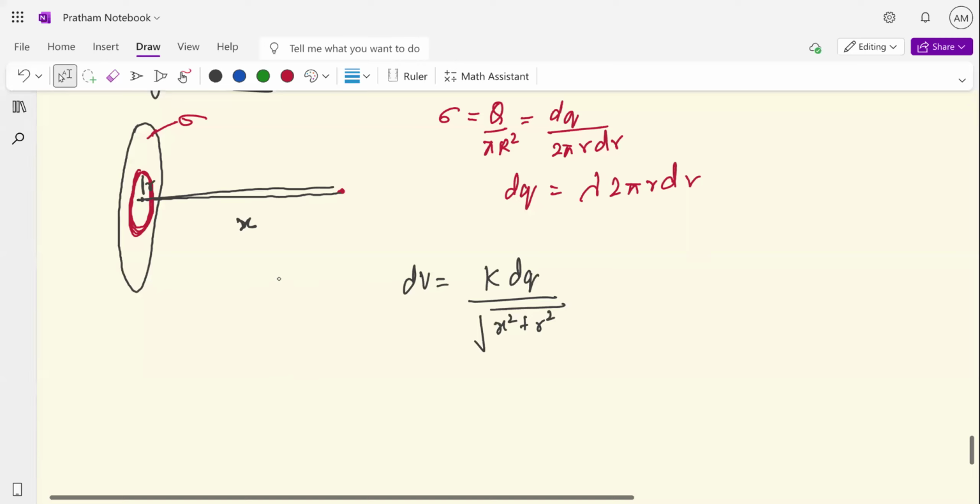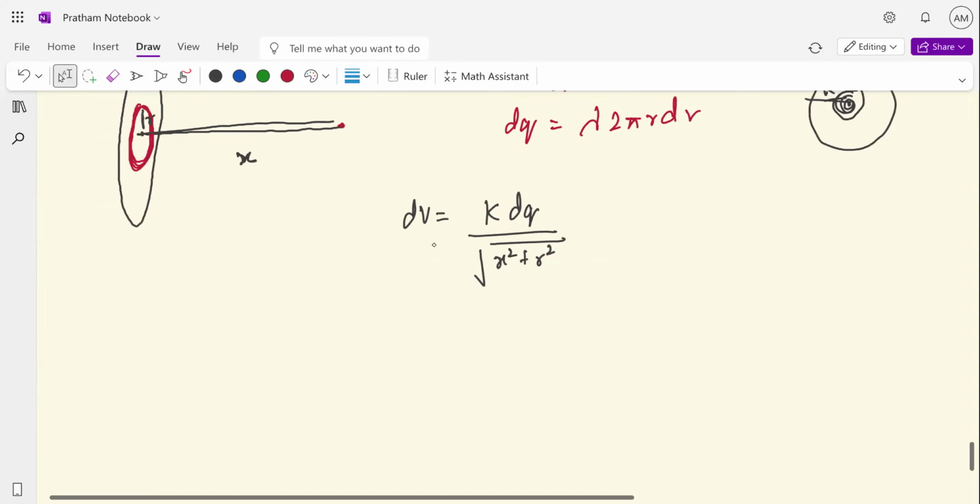Yes. Now what I have to do is integrate it. Right now I have taken this strip. I'll be taking one strip here, another strip here, another here, so I'll be going from zero to r. Clear? So I just have to integrate it. Before that I can put the value of dq, so it will become k sigma 2 pi r dr divided by the square root of x square plus r square. You can see I now have a single variable r. This x is basically the distance where I'm taking. Okay, I can integrate it.